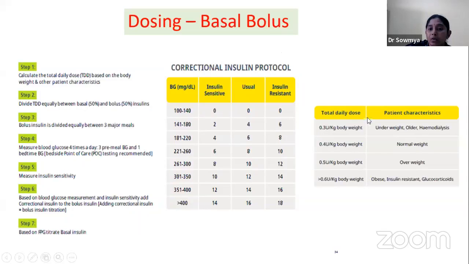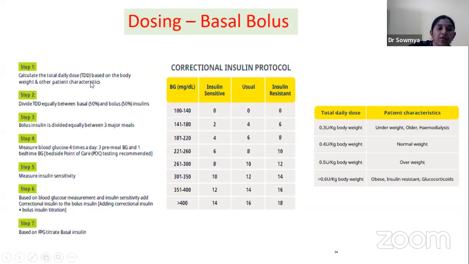So what is the total daily dose? If the patient is underweight or older age or on hemodialysis, we have to consider a daily dose of around 0.3 units per kg body weight. Normal weight means 0.4 units per kg body weight. Overweight, 0.5 units per kg body weight. If the patient is very obese, insulin resistant, or on glucocorticoids, it is usually around 0.6 units per kg body weight.